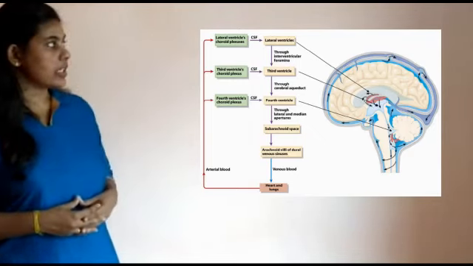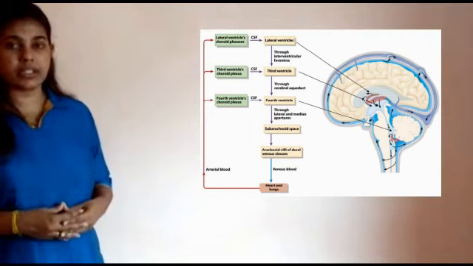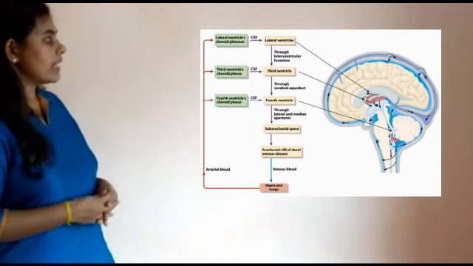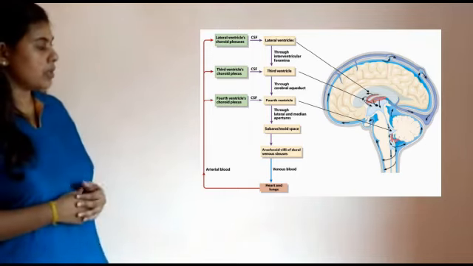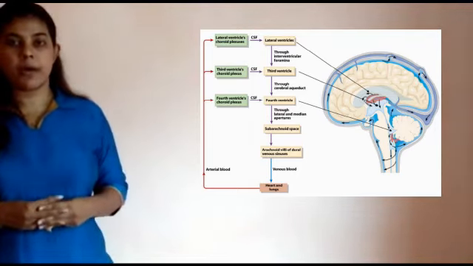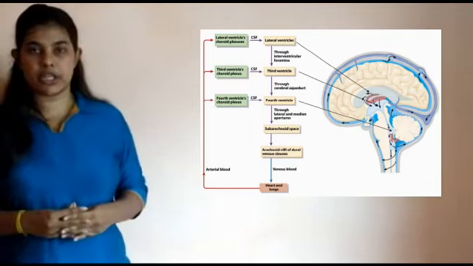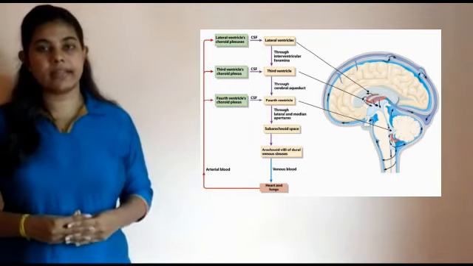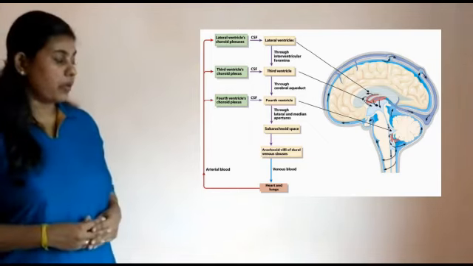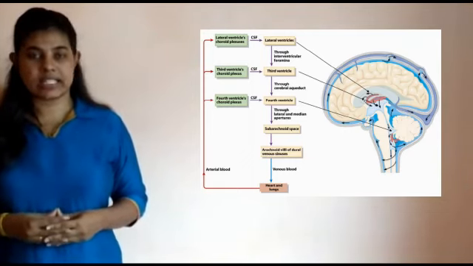From the two lateral ventricles, it will go to the third ventricle through the interventricular foramen. From the third ventricle, it will go to the fourth ventricle through the aqueduct of Sylvius. From the fourth ventricle, it can go to the spinal cord, or to the subarachnoid space through the foramina. There are two lateral apertures called foramen of Luschka and one median aperture called foramen of Magendie. From this subarachnoid space, it is absorbed by the arachnoid villi into the superior sagittal sinus.